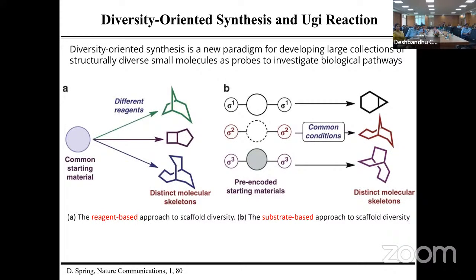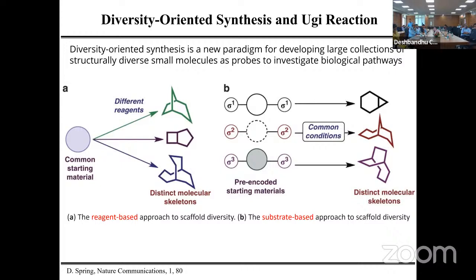In the early 2000s, the Schreiber group at Harvard and the David Spring group at Cambridge developed a concept called diversity-oriented synthesis. Basically, this is one way to do organic synthesis where we can synthesize a number of skeletally diverse molecules utilizing similar kinds of precursors. Majorly, there are two approaches to do this. First is a reagent-based approach, where you design your precursor in such a manner that different reagents would lead to different skeletally diverse molecules.